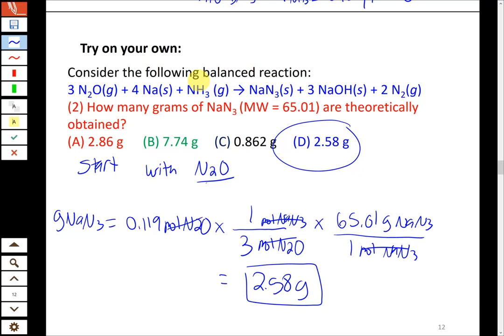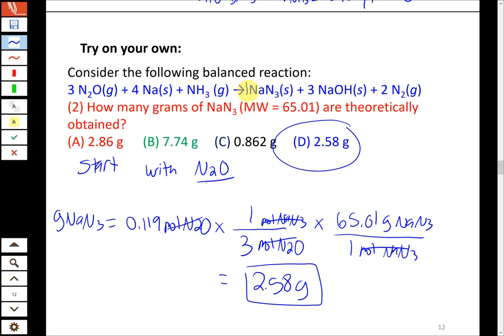NaN3? Yeah, the coefficient came from the equation. If there's no coefficient shown, that's implied to be 1. So it's not written there, but it is a 1.